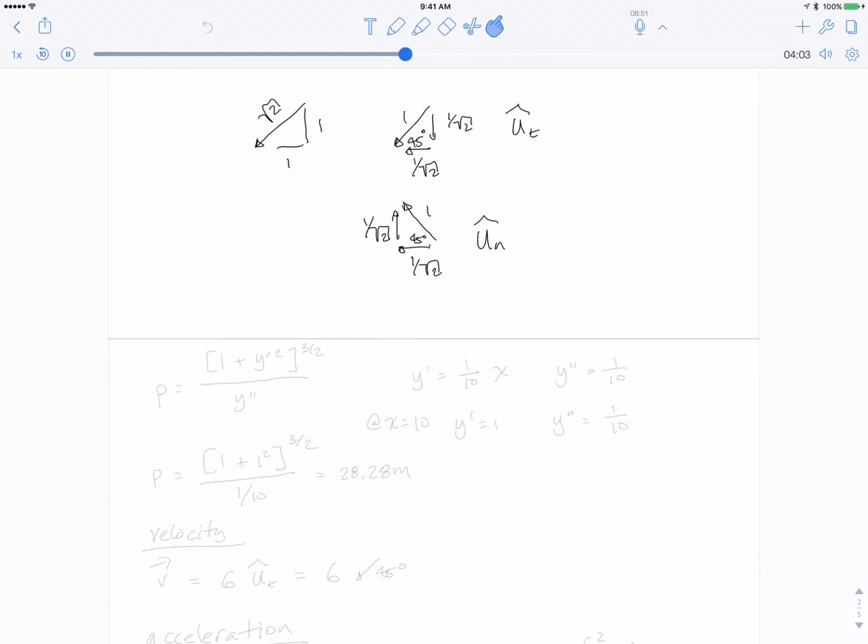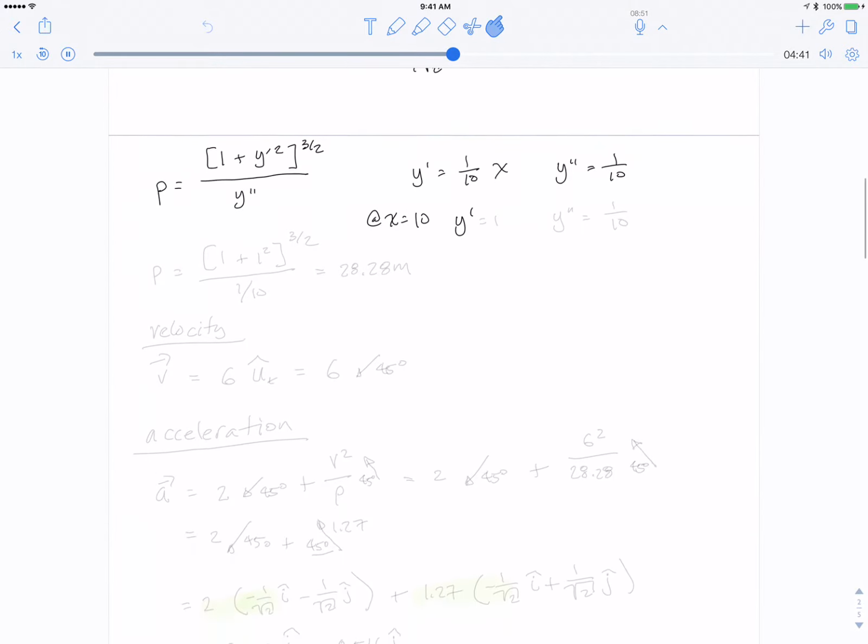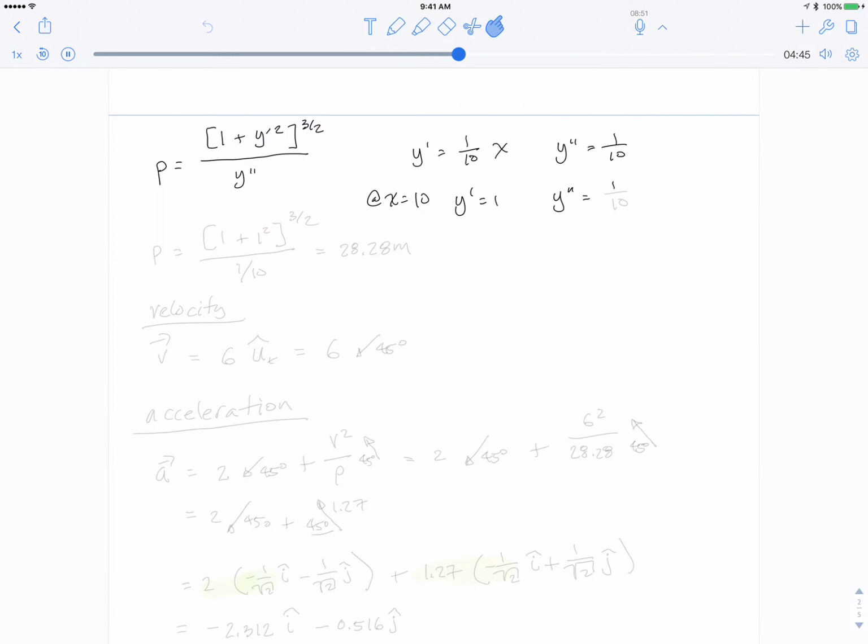So probably the hardest part of this problem is finding the radius of curvature. It's sometimes given, it's not here. And so when it's not given, you're going to have to use what you learned from calculus. And the radius of curvature is given from calculus as 1 plus the slope, which I'm going to do y prime as dy dx, squared, all to the 3/2 power divided by y double prime. So y prime is 1 over 10 x, which means y double prime is 1 over 10. And at x equals 10, y prime equals 1, and y double prime equals 1 over 10.